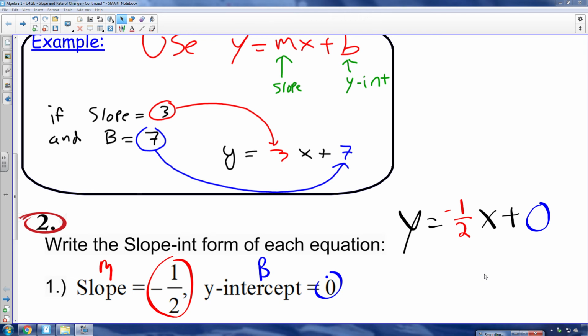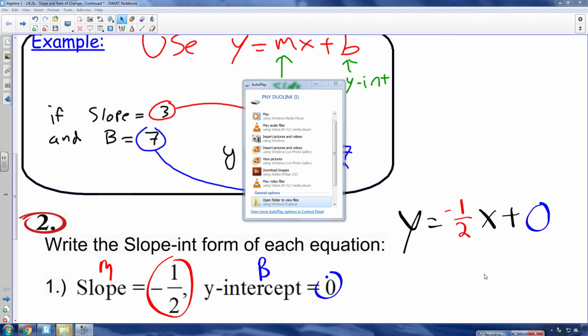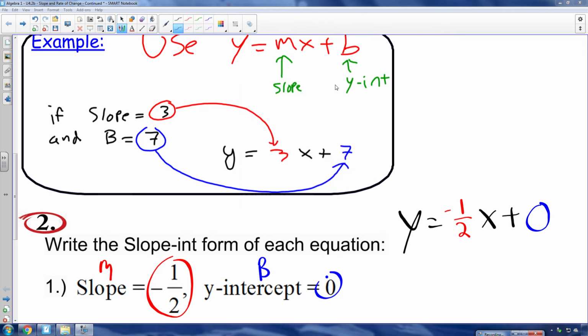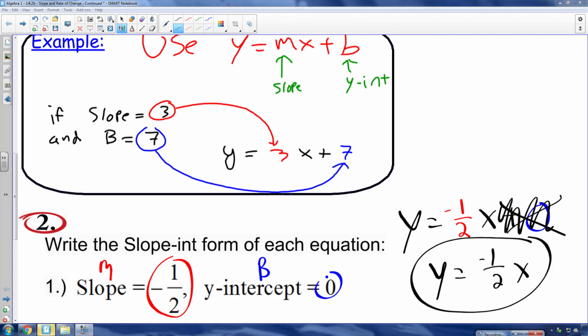So where I was, I was talking about this being the line y equals mx plus b, and we realize now that this plus 0 doesn't really need to be there. I shouldn't x it, I should kind of scribble it. So the equation of this line is just y equals negative 1 over 2x. That's the slope-intercept form of this line.